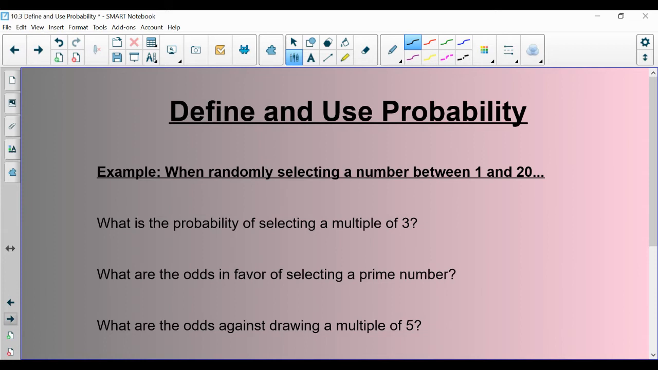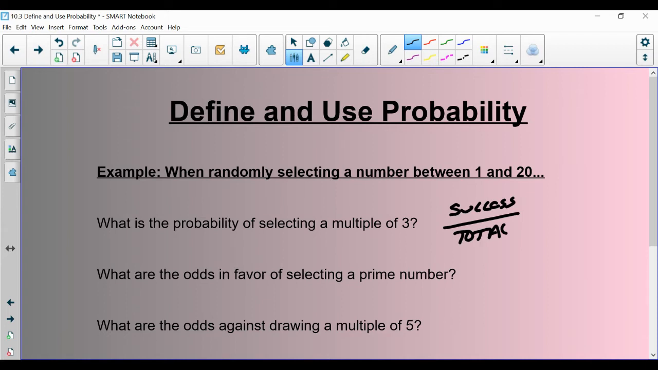So let's look at a couple examples. Let's say that we're randomly selecting a number between 1 and 20. Question number 1, what is the probability of randomly selecting a multiple of 3? So remember, when we're talking about probability, that is the number of successes compared to the total number.